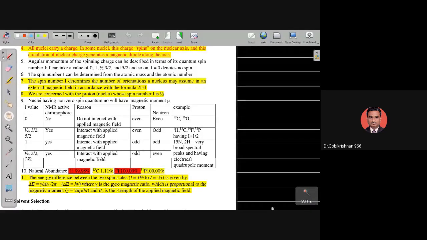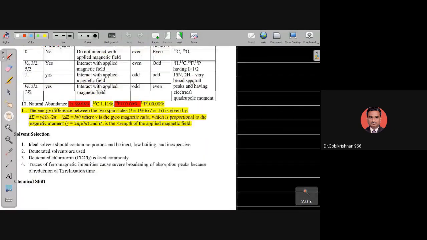The energy difference between the two different spin levels is given by delta E is equal to gamma h B0 divided by 2 pi. Gamma is called the gyromagnetic ratio. The remaining things are just constants, and B0 is the applied external magnetic field. Okay, that's all.